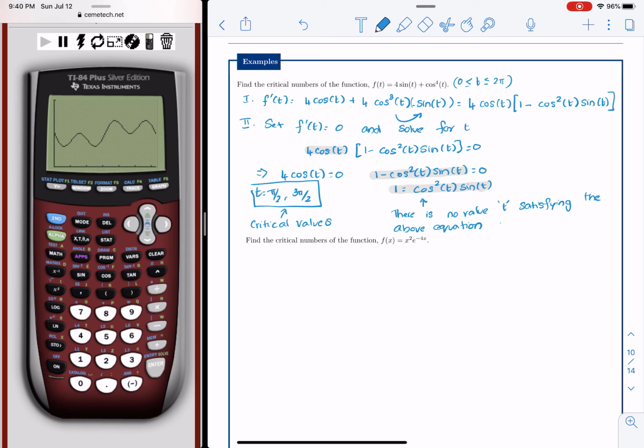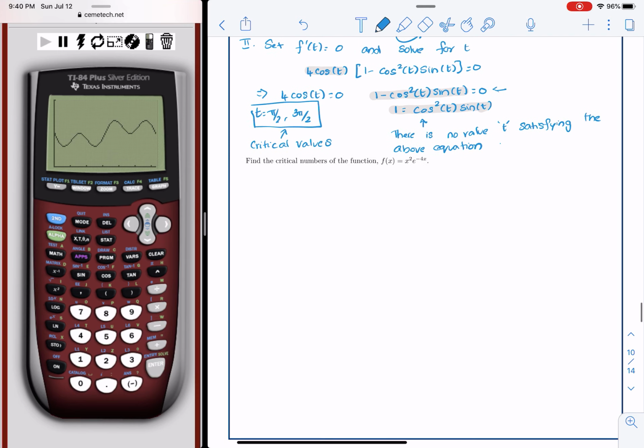So if we were able to find values of t that would satisfy the second equation here, then we would have more critical values, but unfortunately in this problem there is no other value that would satisfy that particular equation, so we don't have any more critical values.